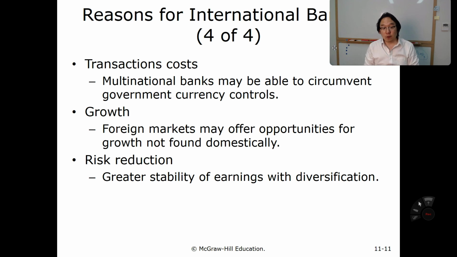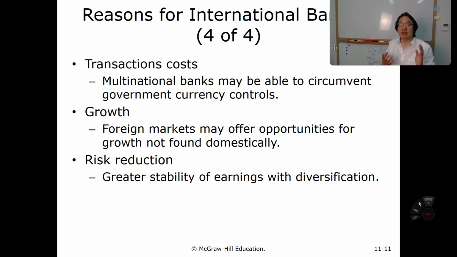Growth. Foreign markets may offer opportunities for growth not found domestically, right? Your domestic environment may be limited, depending on the regulation hurdles, right? For example, in the United States, 1980s, right? There was a rule called the Glass-Steagall Act.